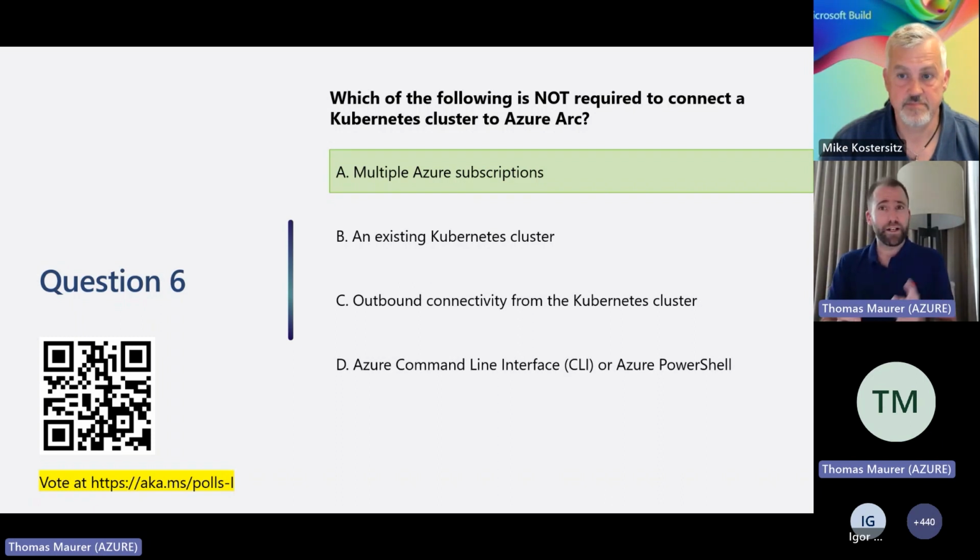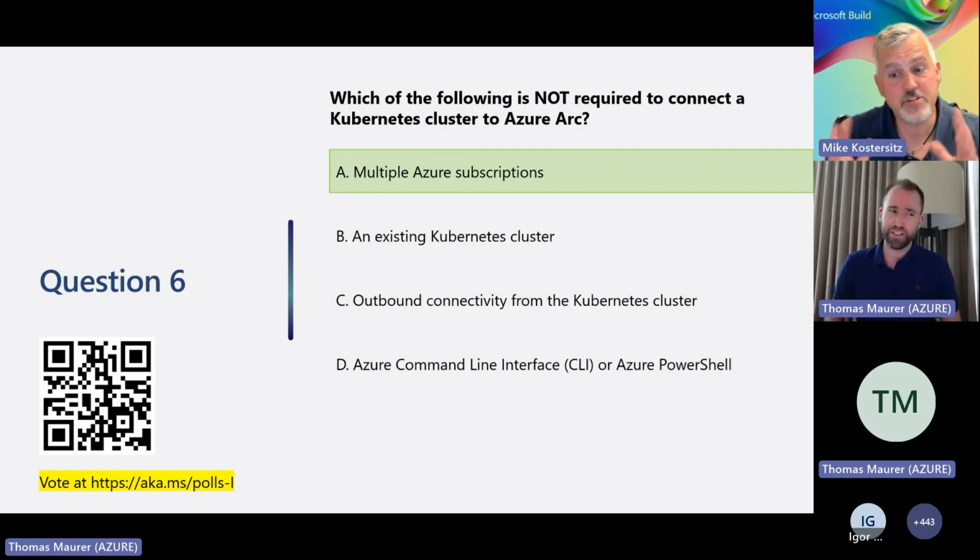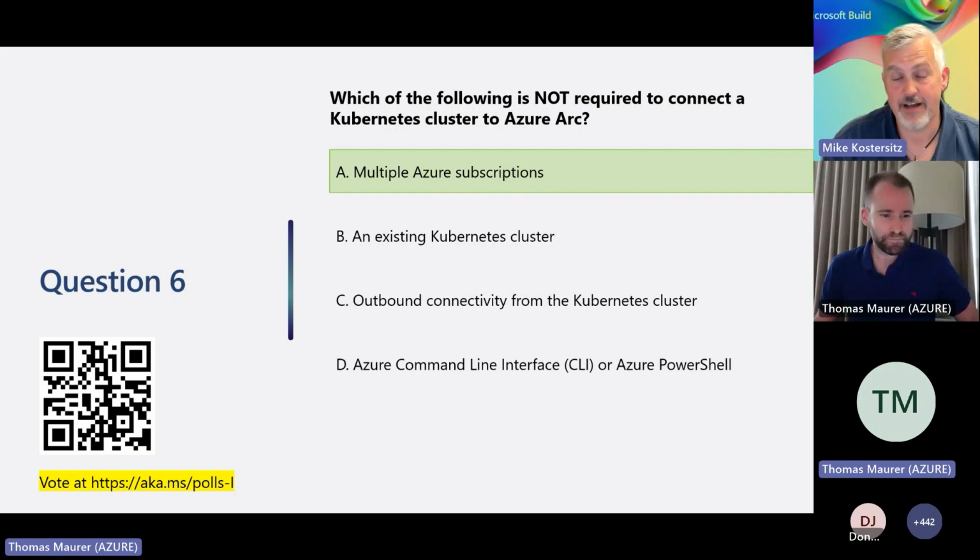Now, interestingly, I did not know that about the moving. You need to offboard and onboard again. I know that for the Arc-enabled server, you don't need to offboard. You can basically just use Azure Resource Mover to move it to a different subscription. But I'm not 100% sure with Kubernetes clusters either. So I'm just hypothesizing here.